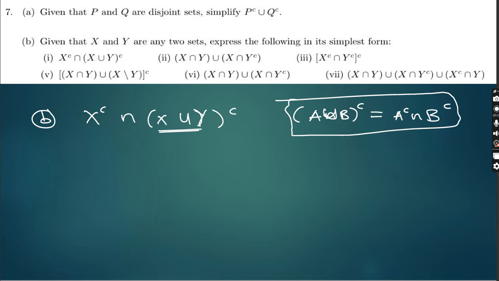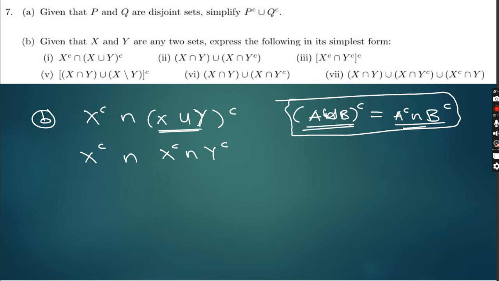So here is what we are going to do. We are applying De Morgan's law. It is just simple. This is same as this. So this part, X union Y, can also be written as X complement intersection Y complement according to De Morgan's law. Then we combine the part which has remained here.